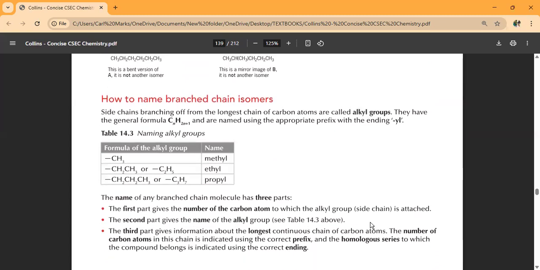So we can have methyl, ethyl, propyl, butyl, right? Those are the branches that you can have. The only difference between this and the prefix is that for the branches, you have YL at the end of the name, right?